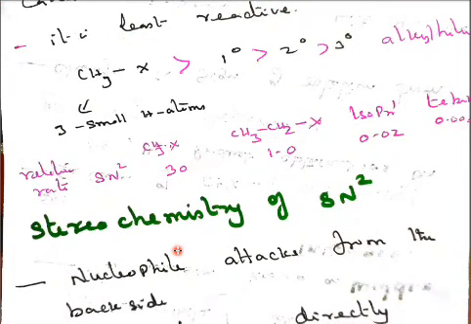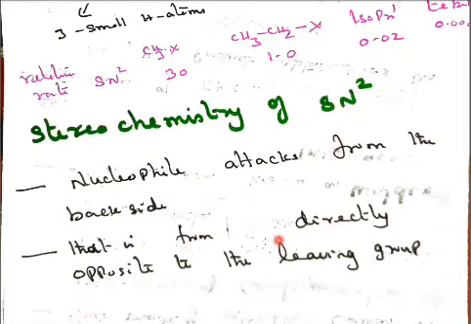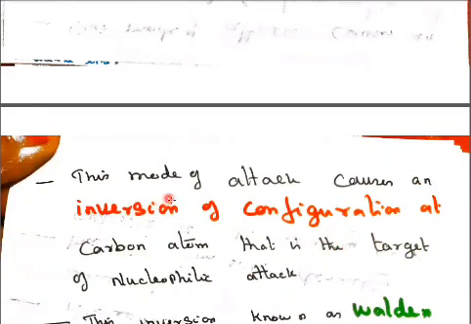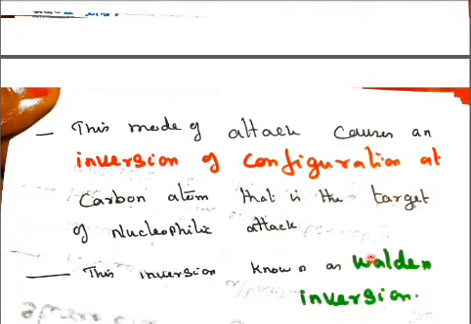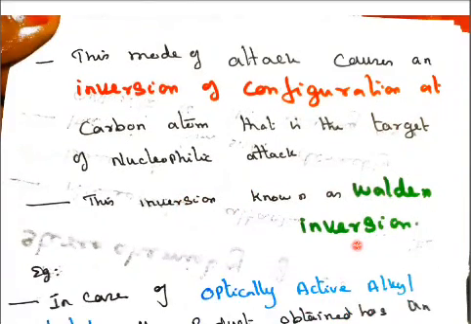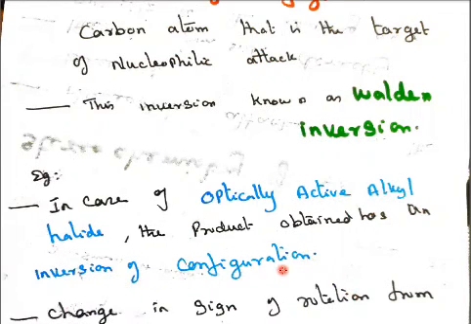So let us see the stereochemistry of SN2. The nucleophilic attack is a backside attack, directly opposite to the leaving group. So what rotation is taken? This is called inversion of configuration. This inversion is called Walden inversion. In the case of optically active alkyl halides, the product shows inversion of configuration.